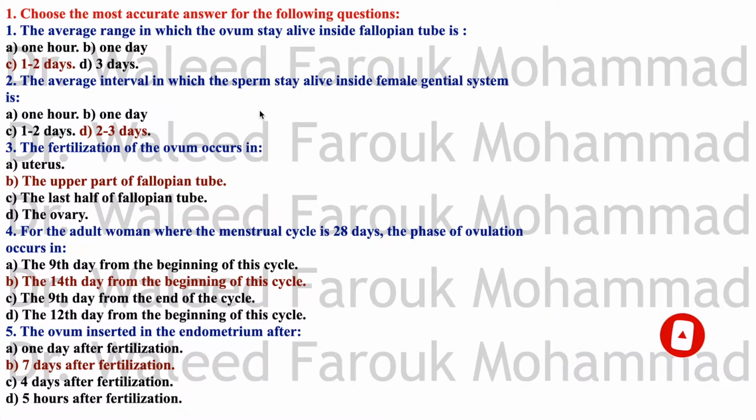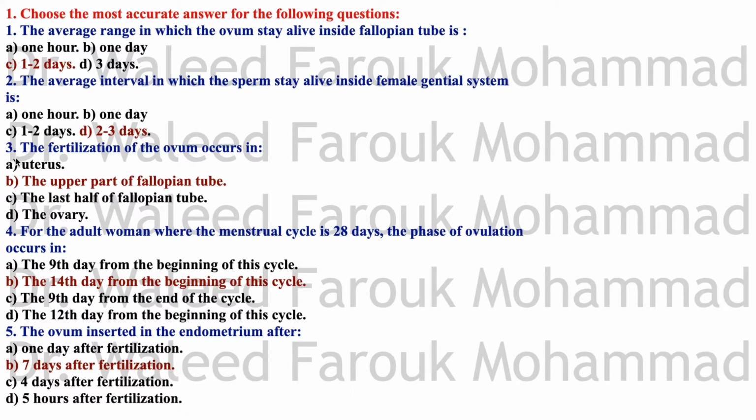The average range in which the ovum stays alive inside the fallopian tube is, we all know, 1 to 2 days. So it's C. The average interval in which the sperm stay alive inside the female genital system is 2 to 3 days.